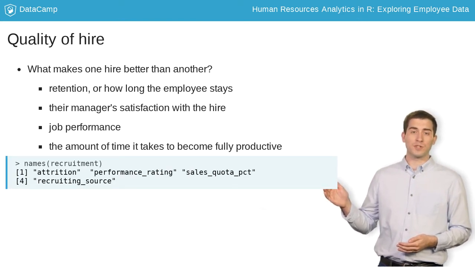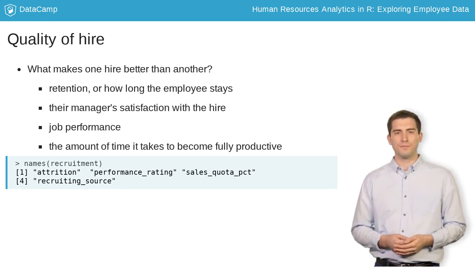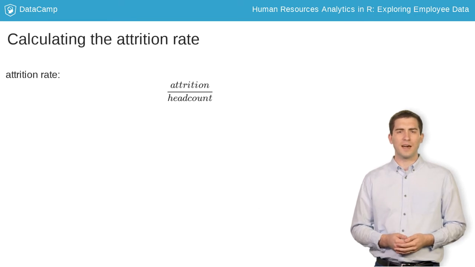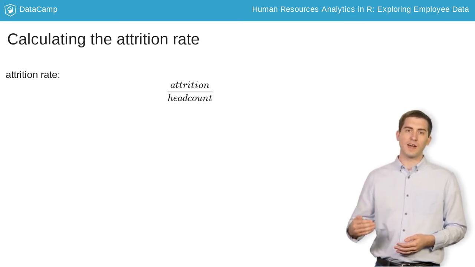One is a measure of attrition, and performance rating and sales quota percent are measures of job performance. Attrition rates can be calculated in a few different ways. For this course, you'll only be looking at one snapshot in time, so you can use a simple formula. Number of employees who left the company, or attrition, divided by total headcount.